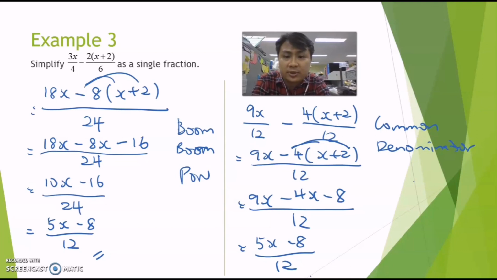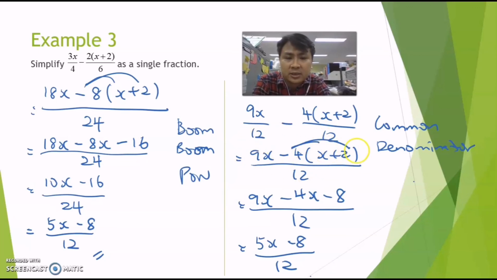So as you can observe, we have two different methods to solve this question, getting the same answers, right? So it doesn't matter which method you choose, as long as you are confident and comfortable with the method, any method is possible to solve the question, right? So I leave it up to you to choose which method you want. You can use boom boom pow if you are not familiar with obtaining the lowest common multiple for a question, or you can just use the common denominator method where you can easily identify what is the lowest common multiple, right? In any case, the most important thing is do not mentally expand your brackets in your head, okay?